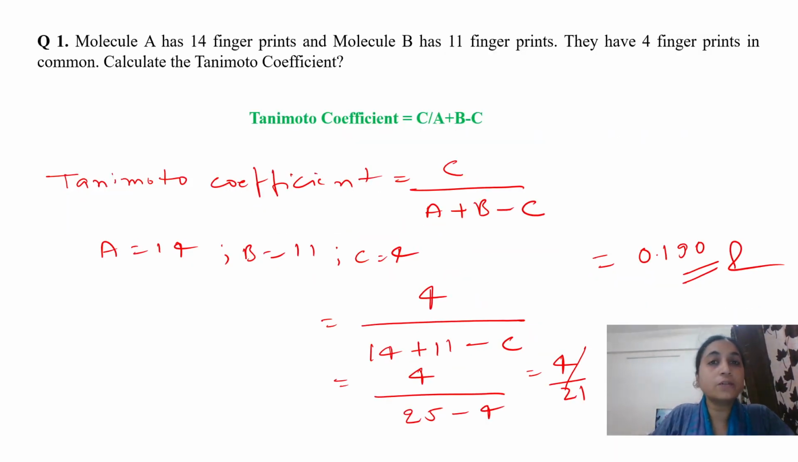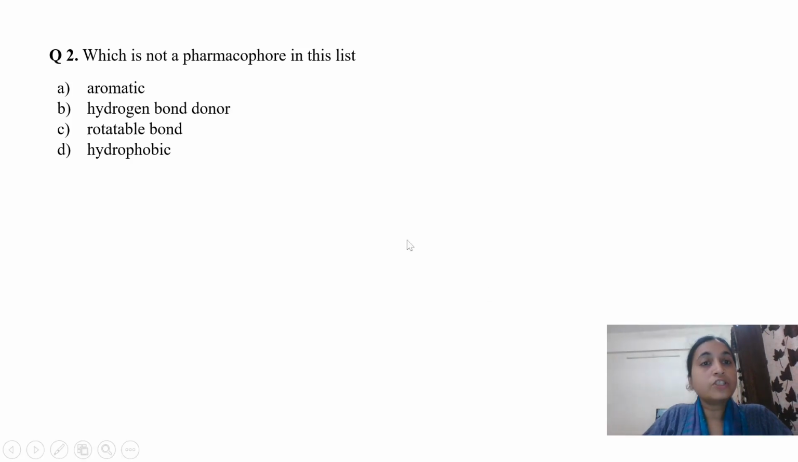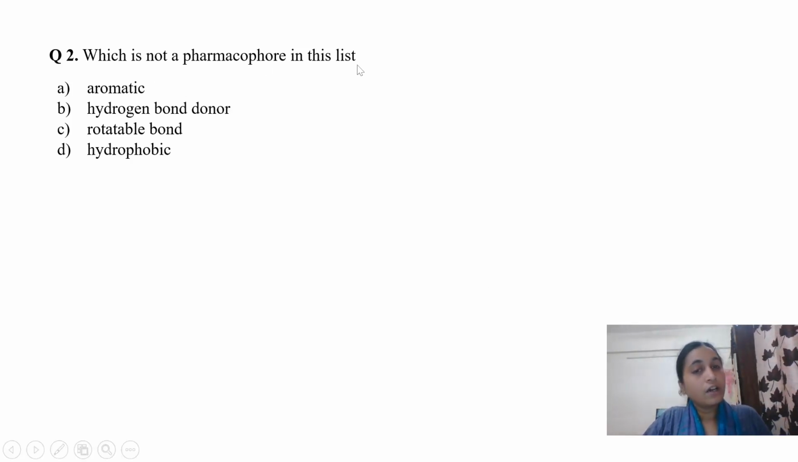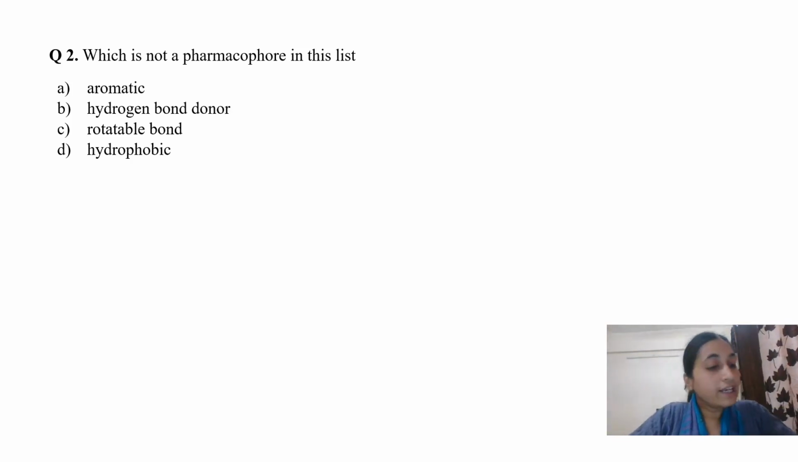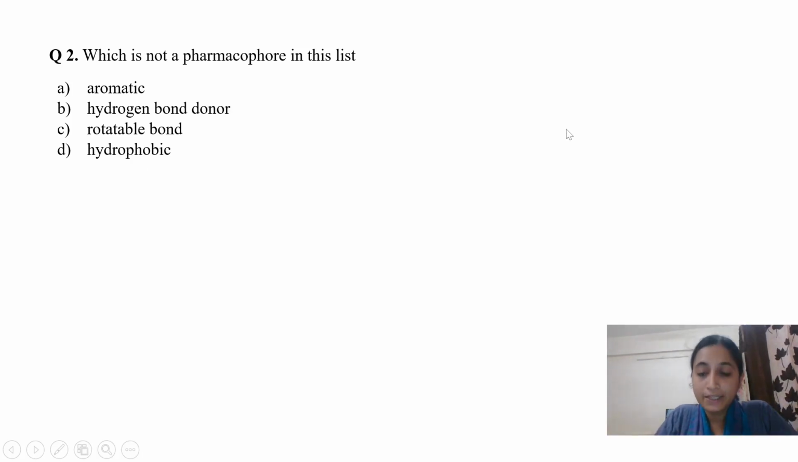So now move to question number 2. Question number 2 is: which is not a pharmacophore in this list? So you know what a pharmacophore is? When a ligand binds to the active site, there are some properties in the ligand by which it interacts with the active site. The description of those molecular features of the ligand is called a pharmacophore.